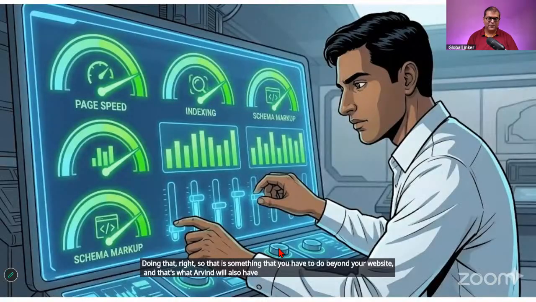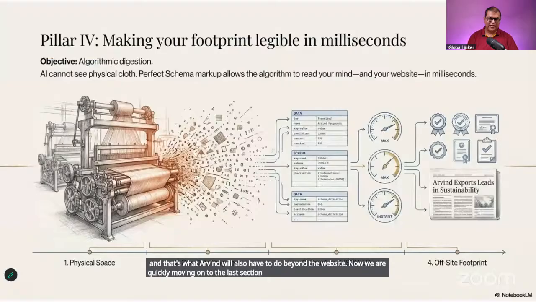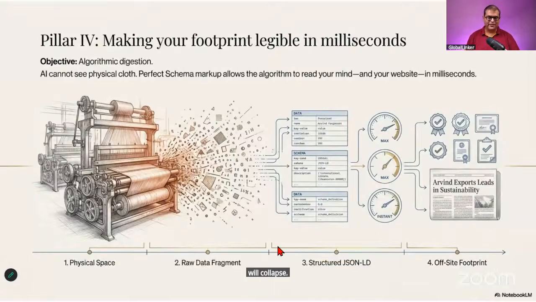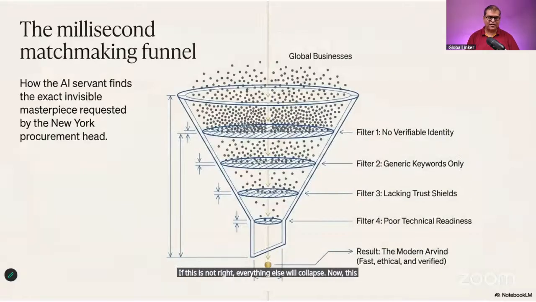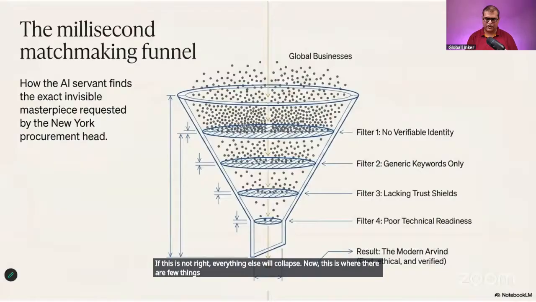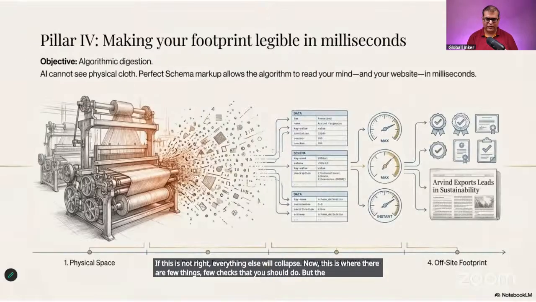Now we are quickly moving on to the last section, and that's pillar number 4. Now, if this pillar is weak or broken, everything else we have built will collapse. If this is not right, everything else will collapse. Now, this is where there are a few checks that you should do. But the most important one is the structured data, because unlike us, we look at a website and we see the information in a particular way. AI does not do that.